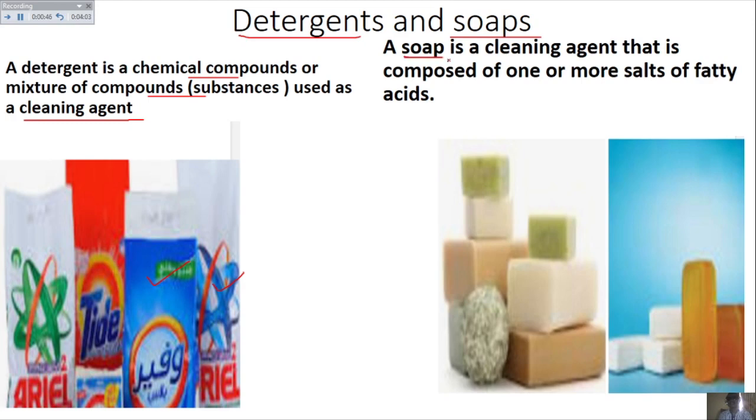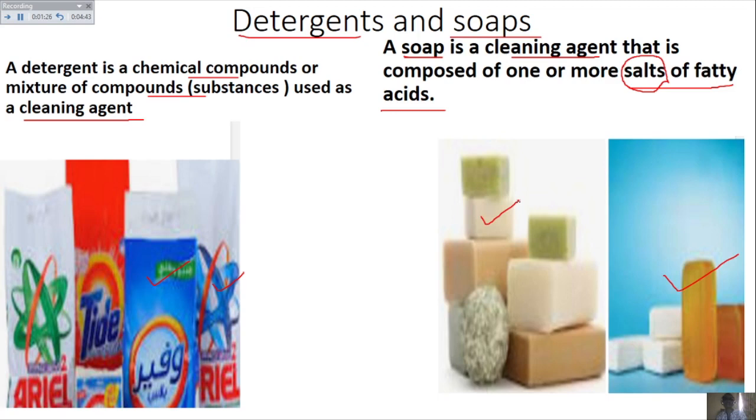Now, soap is a cleaning agent as well, but it's totally different from detergent. Yes, it's a cleaning agent that is composed of one or more salts of fatty acids. Underline this word, salts of fatty acid. That is the sodium salt of fatty acid or the potassium salt of fatty acids. And the example is what we have here, our normal solid soap that we use at home to wash our clothes.